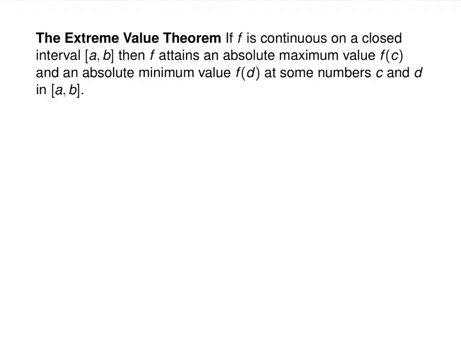So the extreme value theorem says that if f is continuous on a closed interval, then f attains an absolute max and an absolute min somewhere on that interval. So as long as you're continuous, then this says you have a max and you have a min. Doesn't tell you where. Okay, so you have a couple options. The max and min could be at endpoints. Does that make sense?